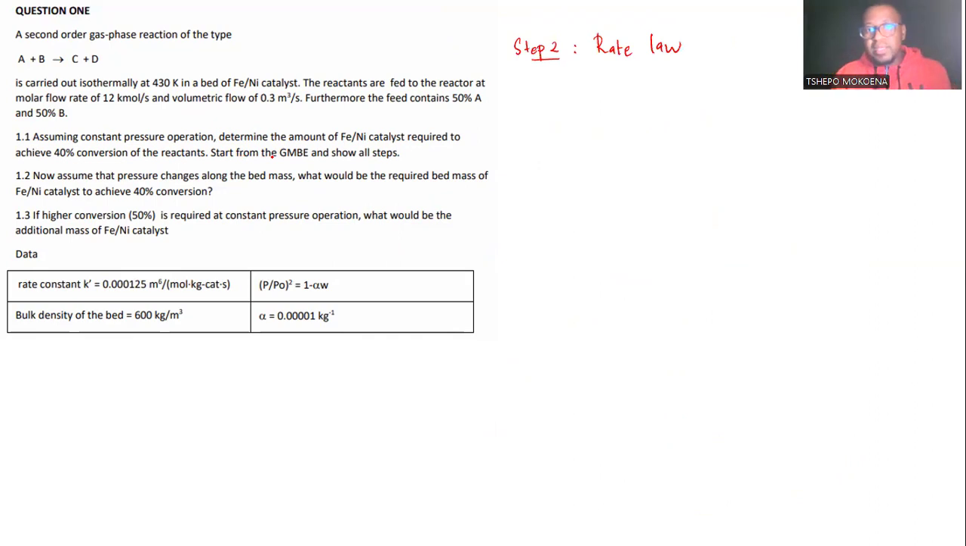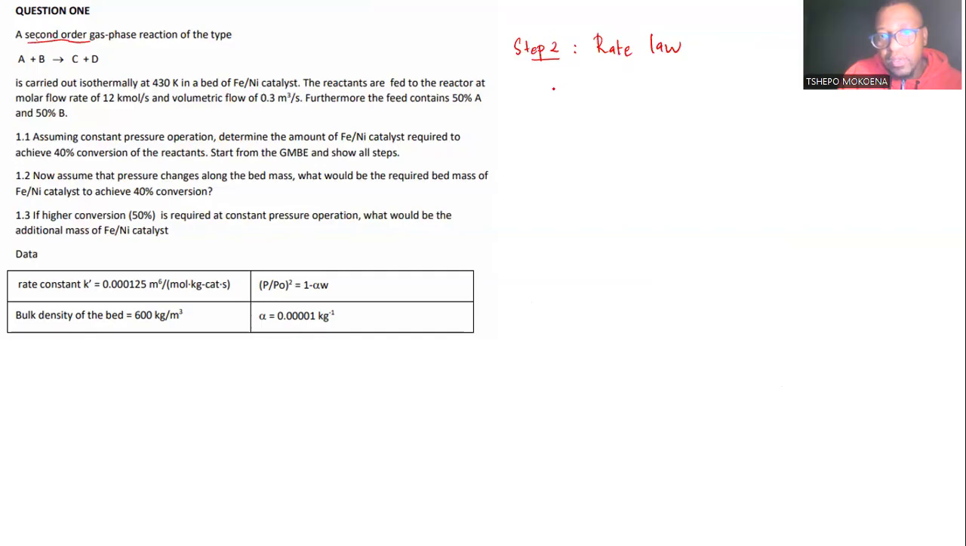But now when it comes to rate law, it's important to understand what order of reaction this is. Is this a first order reaction? Is this a second order reaction? Or they will give you some other hints like elementary reaction, things like that. So we are definitely told that we have a second order reaction, right? Which is gas phase, yes, but we have a second order reaction.